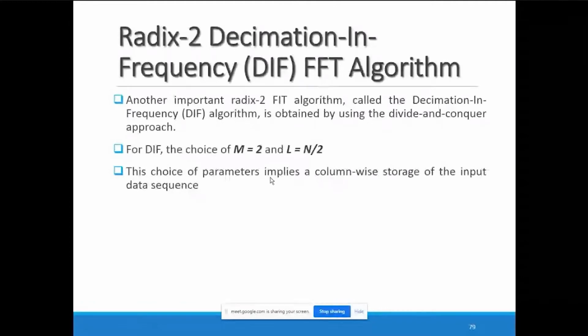Again we have to apply the divide and conquer approach. As I discussed, f is equal to 1 by t. So as compared to the DIT algorithm, there is a reversal of that. In DIT, the choice was different, but in DIF the choice is m is equal to 2 and l is equal to n by 2. This choice of parameters implies a column-wise storage of the input sequence. Earlier we were doing the row-wise storage, but now we are doing the column-wise storage.